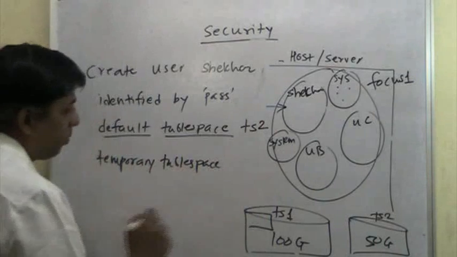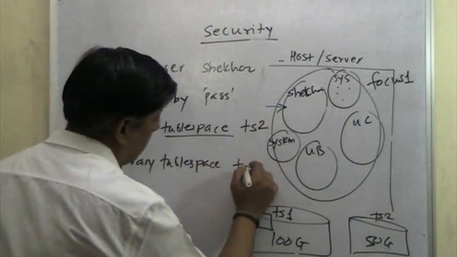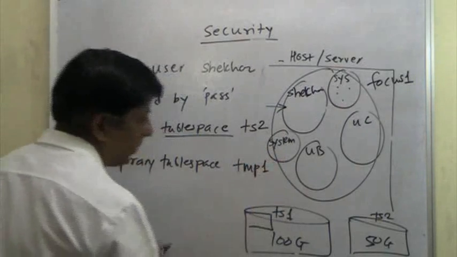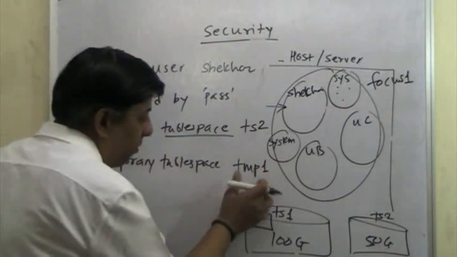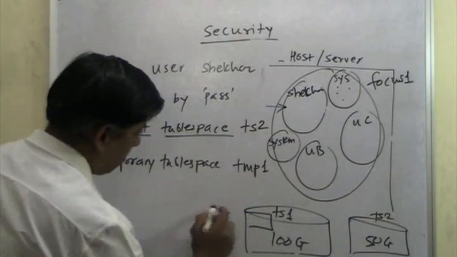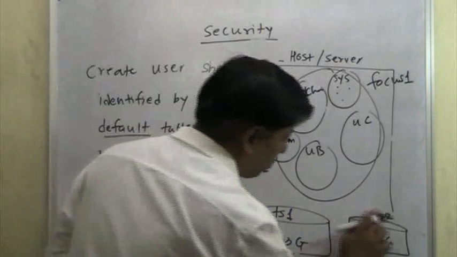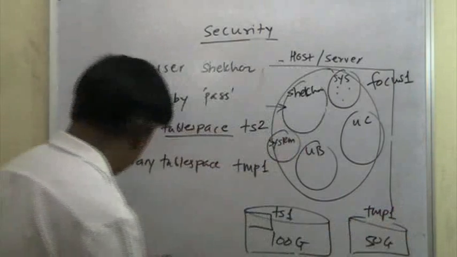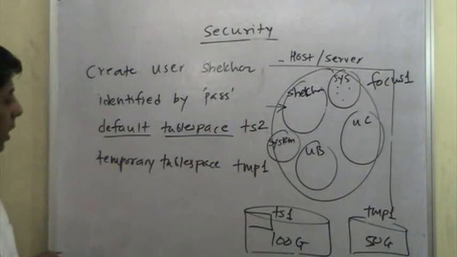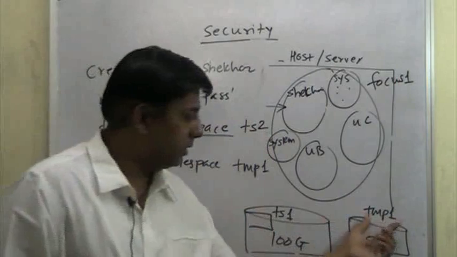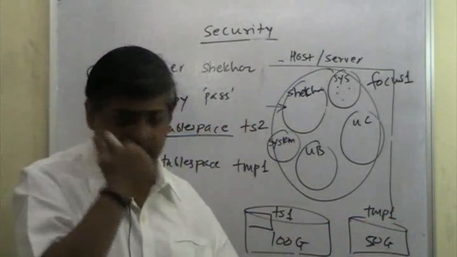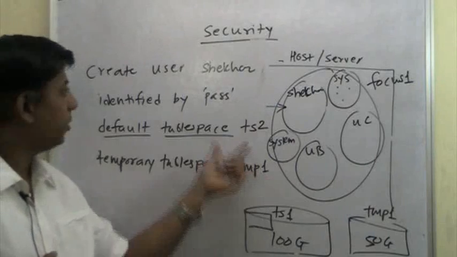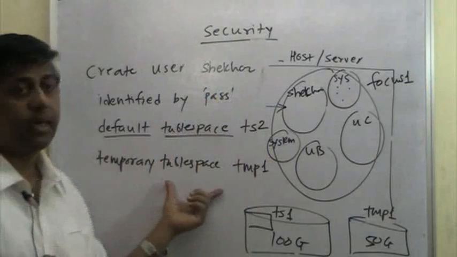The temporary table space is maybe TMP1. This is the name of another table space. Let us say now, instead of TS2, I will type here TMP1. So what is this? This is also a table space, some space on the disk of size 50 gigabytes. I am assigning that table space to this user as a temporary table space.